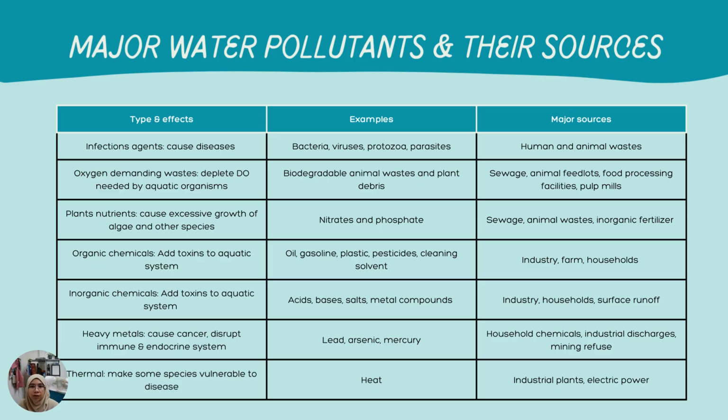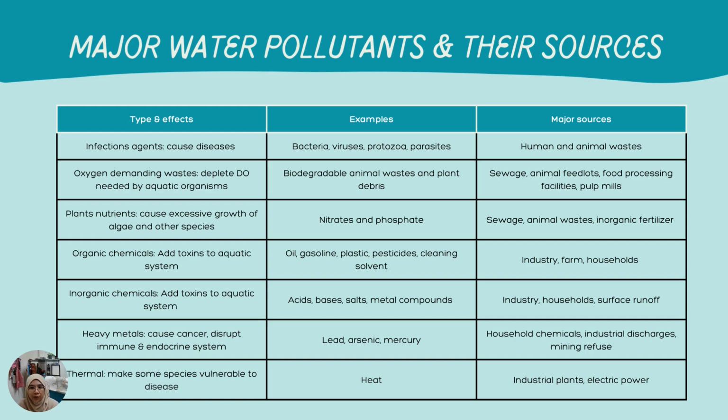This table shows the major water pollutants and their sources. There are many types of pollutants in the water, such as infectious agents, oxygen-demanding wastes, plant nutrients, organic and inorganic chemicals, heavy metals, and thermal pollution. For example, infectious agents such as bacteria, viruses, protozoa, and parasites can cause disease and are harmful when ingested. Most of these infectious agents are from human and animal waste.